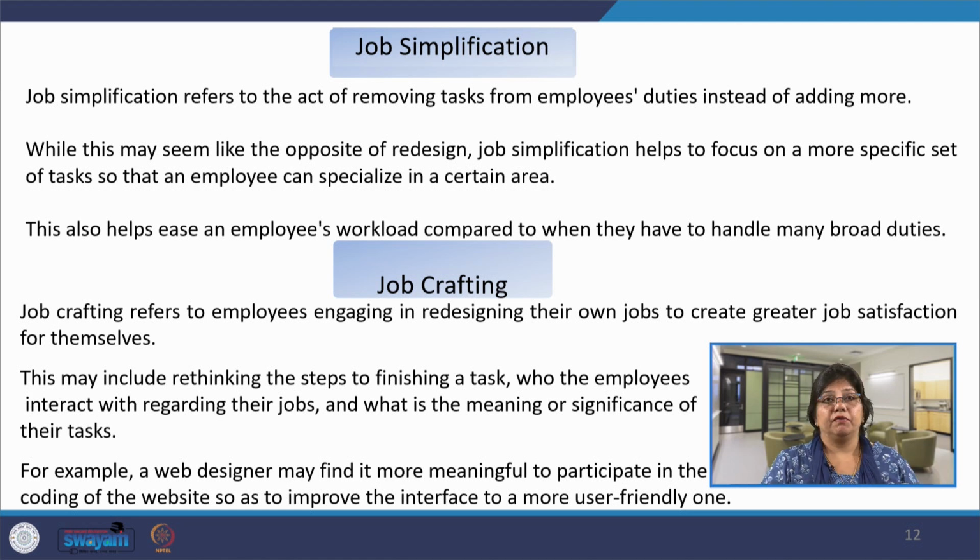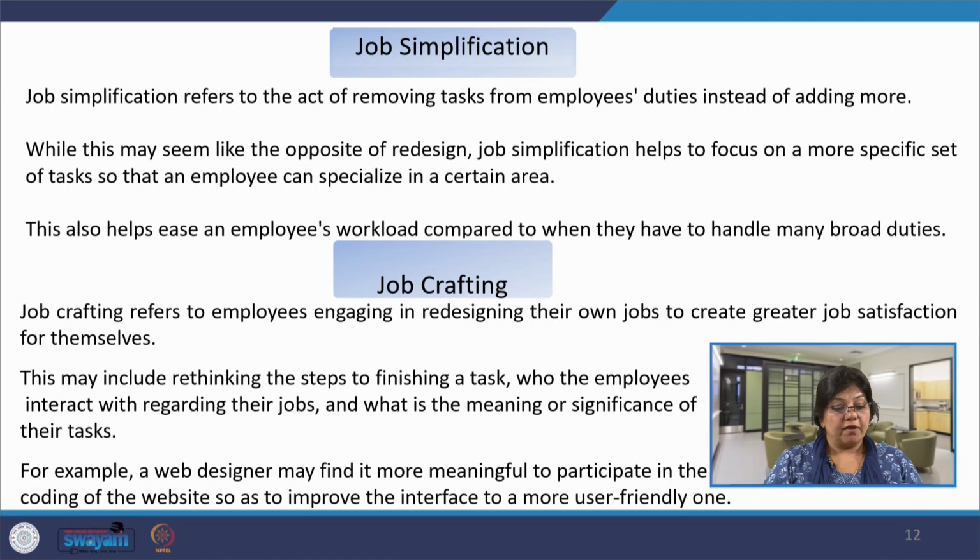This is job simplification, but at the same time it also helps to focus on a more specific set of tasks so that the employee can specialize in a certain area, and sometimes in the process of job simplification, the jobs also disappear. Especially in the current era where AI and digitization have dominated organizations, the number of jobs has reduced. So, they have simplified the jobs, but at the same time the jobs are also disappearing.